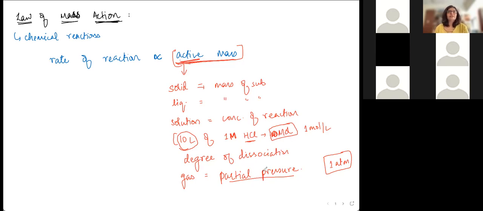Also, when we're looking at closed reactor vessels, it's easier to control the pressure. You can control the number of molecules by controlling the pressure. It's easier to measure the pressure that a gas is at to figure out how much of it is there. So, ma'am, could you repeat the part about degree of dissociation?